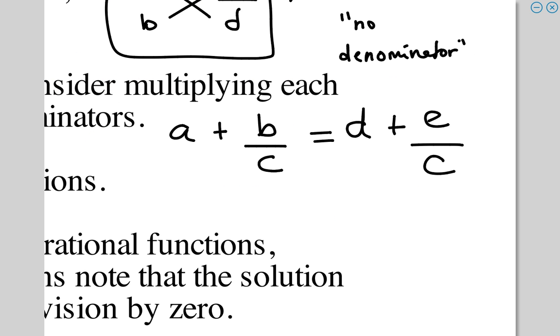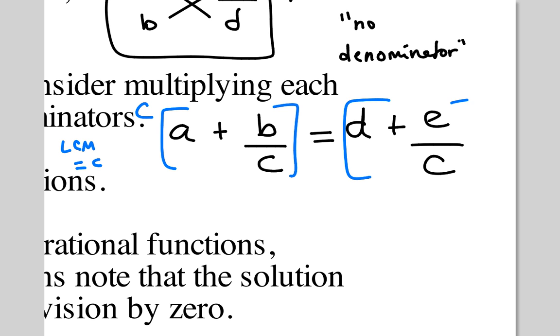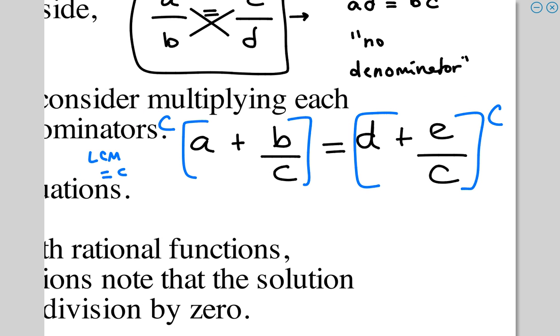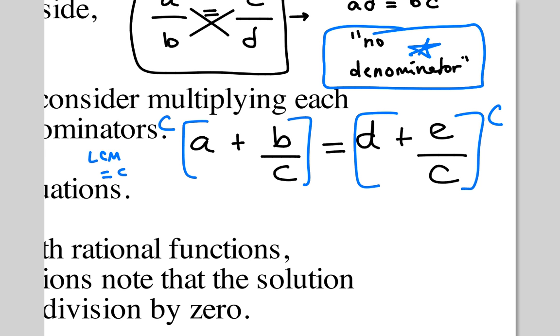So what would we do here? Multiply by LCM. So what's the LCM for this? C. So let's times all this by C, and let's times all this by C. And what's the effect? What's going to happen? I just put a star by it. The C's will cancel and you'll have what? No denominator. Yeah, this is the goal. No denominator.